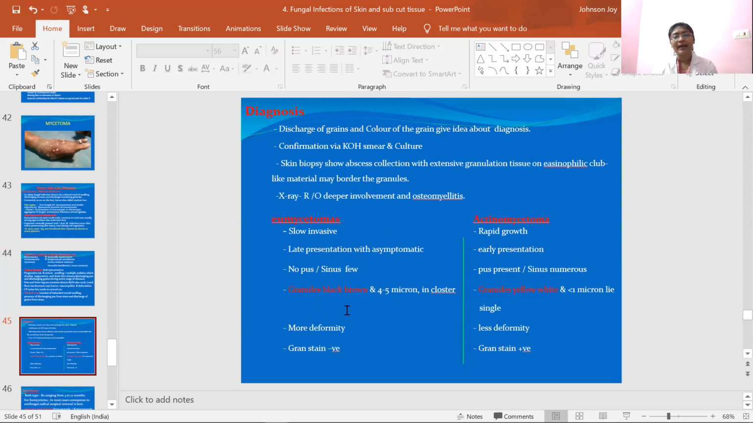Now, in eumycetoma the granules will be blackish brown and 4 to 5 microns in diameter. In actinomycetoma, the granules will be yellowish white and less than 1 micron in size. So, in eumycetoma, it will be larger diameter with blackish brown granules. But when the granules are yellowish white and less than 1 micron, it is actinomycetoma. Now, in eumycetoma you see more deformity, but in actinomycetoma there is lesser deformity. And gram stain will be negative in eumycetoma, but positive in actinomycetoma.